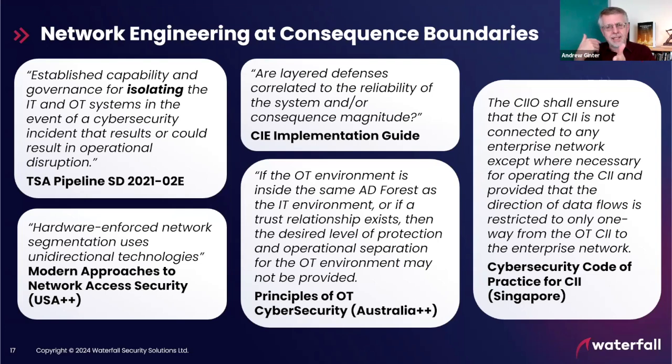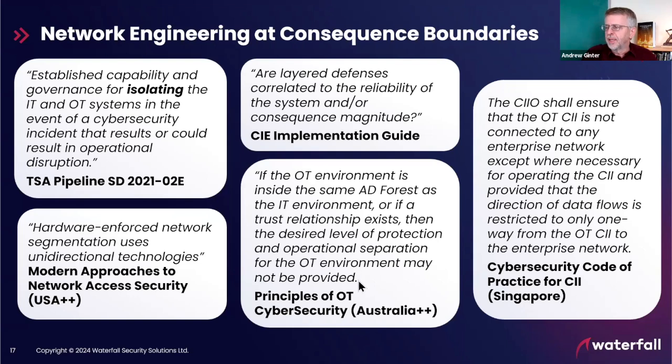Network engineering is a name I made up for a class of techniques that reliably prevent attacks propagating, attacks pivoting through consequence boundaries into more critical networks. So, the idea is that we have different networks at different levels of security, and it's possible for attacks to leak from a lower security network, like an IT network, into a higher security network, like a higher consequence network. At the consequence boundary, we need to do something different.